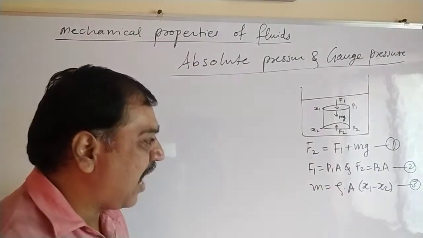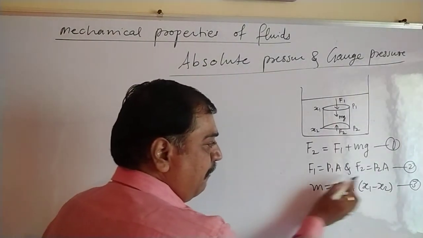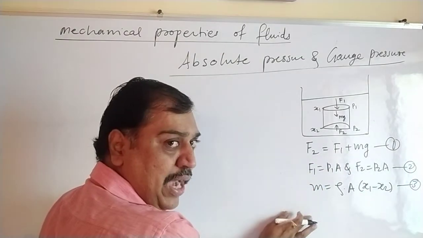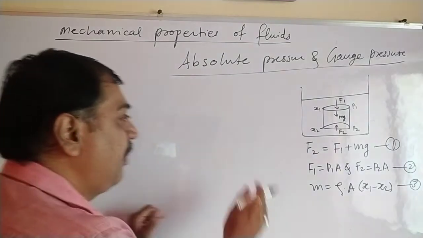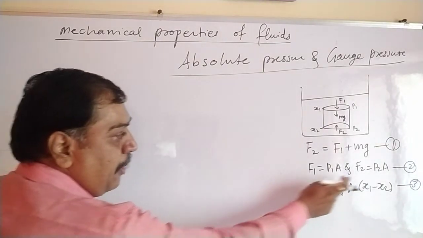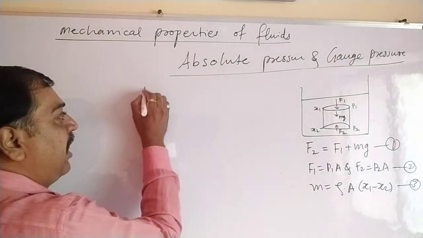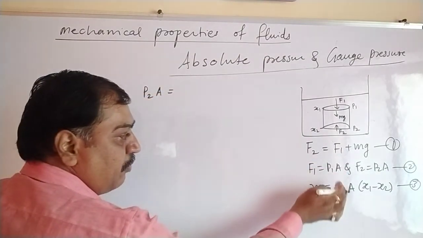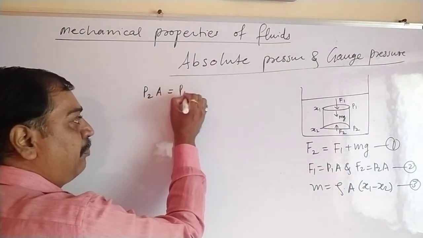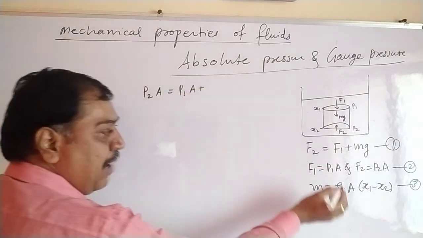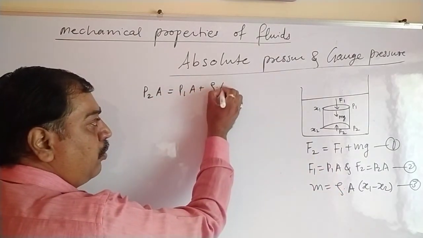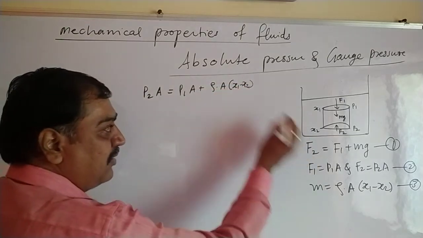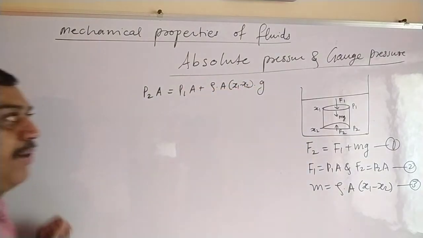Now just put these values. Put the values of F1, F2, M in equation 1. Put equation 2 and 3 in equation 1. What we get, I will write here. F2 means what? P2A, so we'll write here P2A equal to F1, which is P1A, plus M, which is rho into A into x1 minus x2, that is mass, into acceleration due to gravity g.